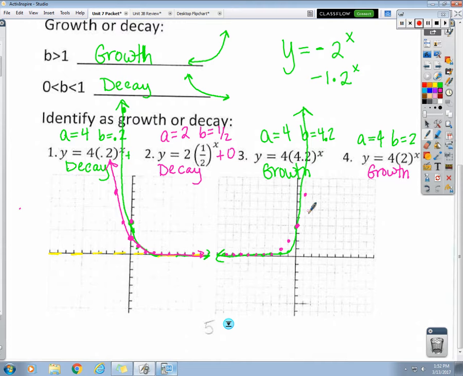So see how, even though it's harder for me to draw it, it looks better on the calculator, I can see that this one's not growing quite as fast as the green one was, because this one's only doubling, this one's quadrupling. Okay, now turn to the next page.